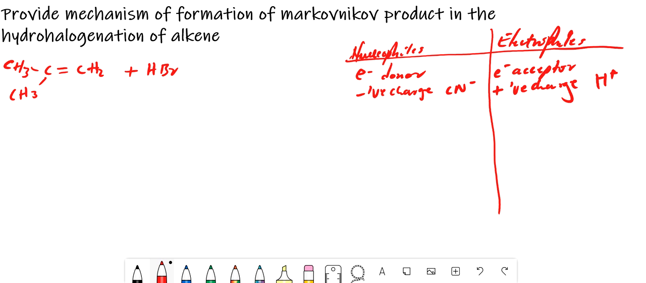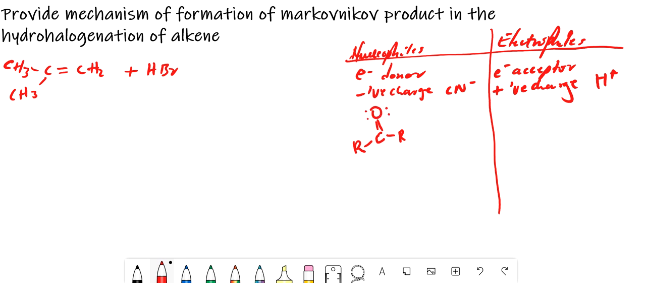And sometimes nucleophiles have got lone pairs of electrons. So, for example, let's say this is carbon. R in this case represents a methyl group. Okay. So here in this case, the lone pairs of electrons will act as a nucleophile.